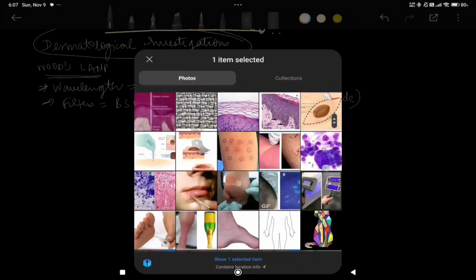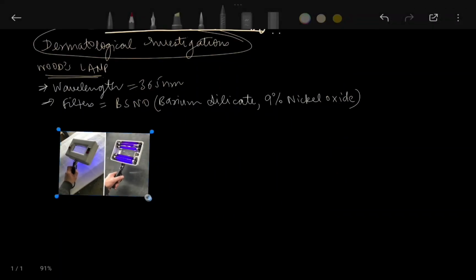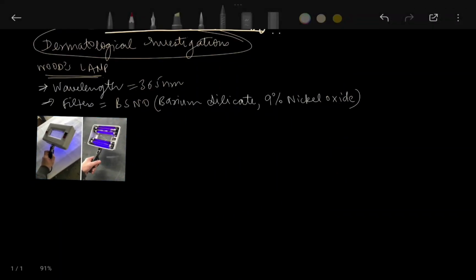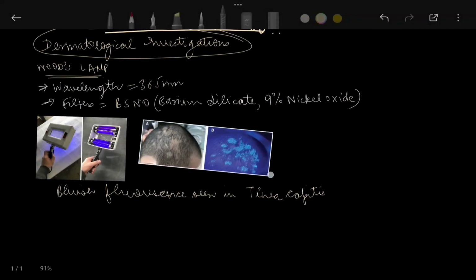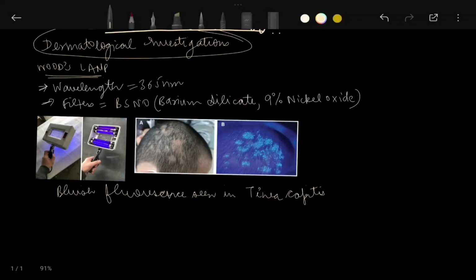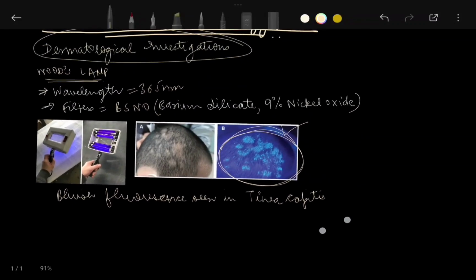Now, this is the image of a Wood's lamp. Usually in Wood's lamp, bluish fluorescence is seen, and it is used to detect tinea capitis. Now, how is Wood's lamp used to detect tinea capitis? This is the image in which bluish fluorescence is there. Wood's lamp is used to detect tinea capitis with the help of bluish fluorescence.